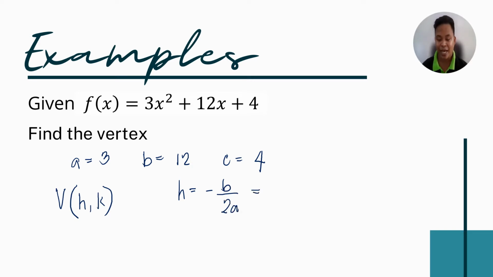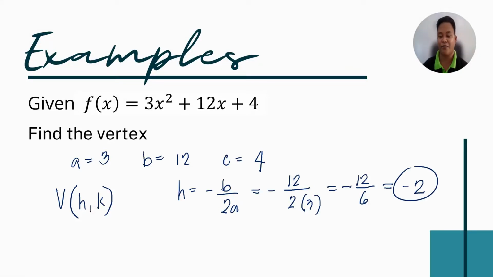Then, we have negative 12 for b over 2 times 3, which is equal to negative 12 divided by 2 times 3, which is 6. Therefore, the value of h is equal to negative 2.